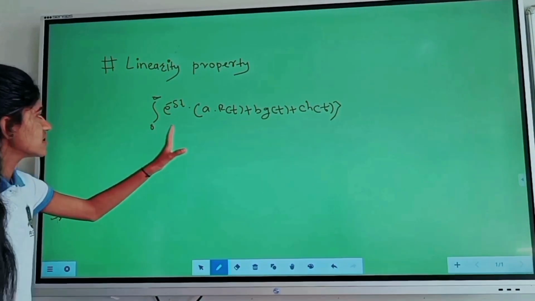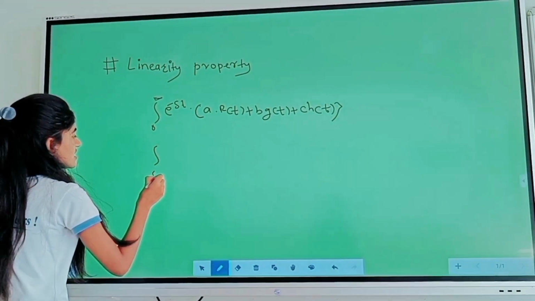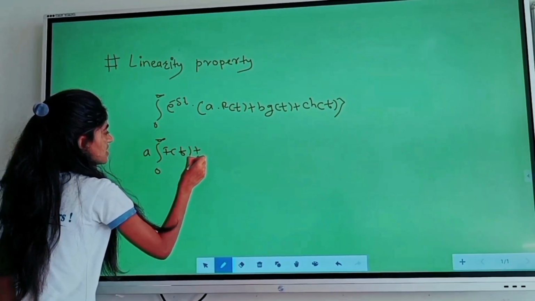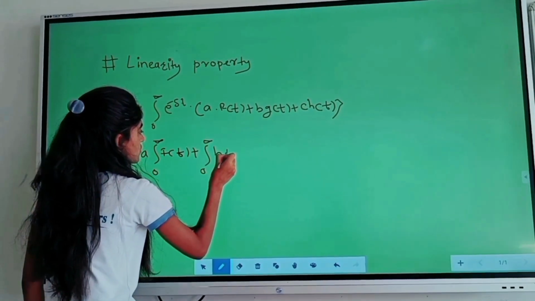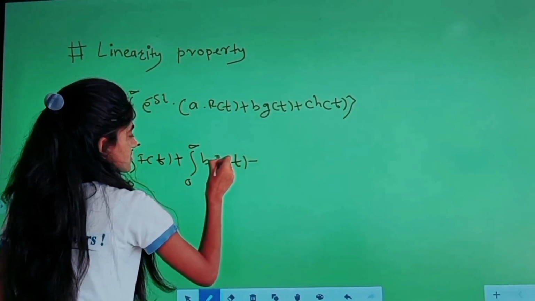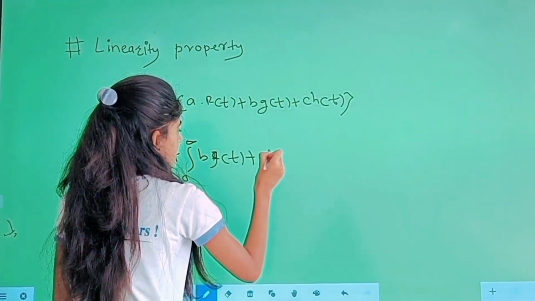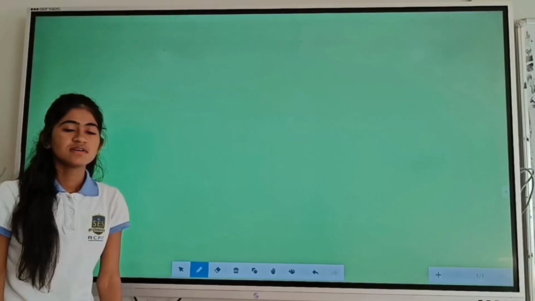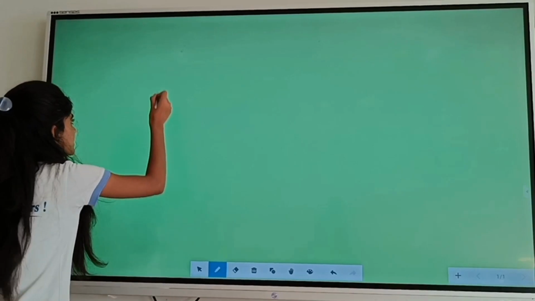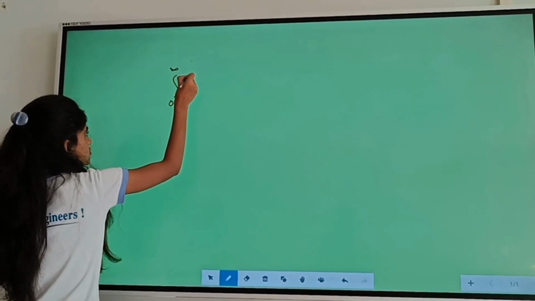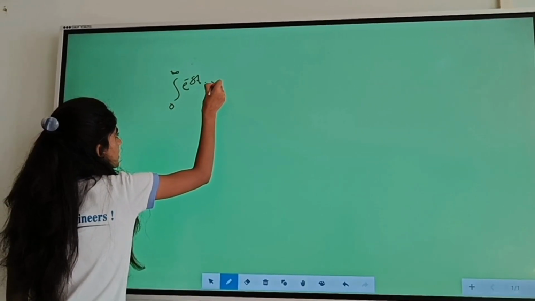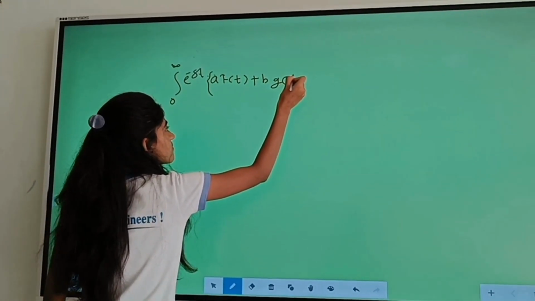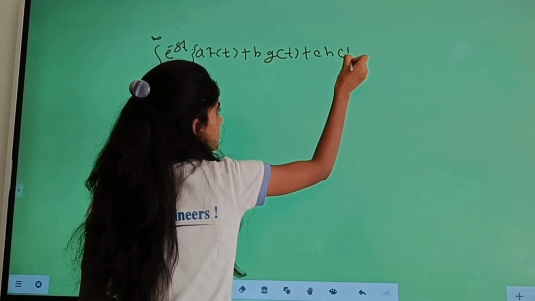So we can split the integration separately, such as integration 0 to infinity taking the constant a as common, a into f of t, plus integration 0 to infinity b into g of t, plus c integration 0 to infinity e raised to minus st. By using the definition of the Laplace transform, we can write integration 0 to infinity e raised to minus st into a into f of t plus b into g of t plus c into h of t.